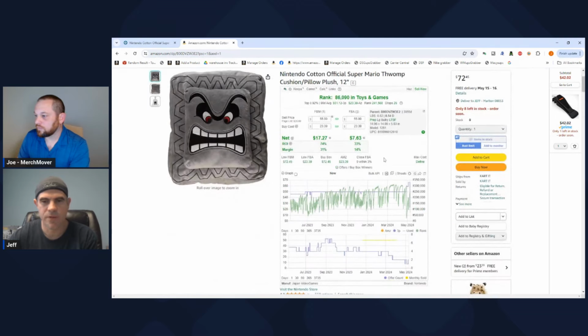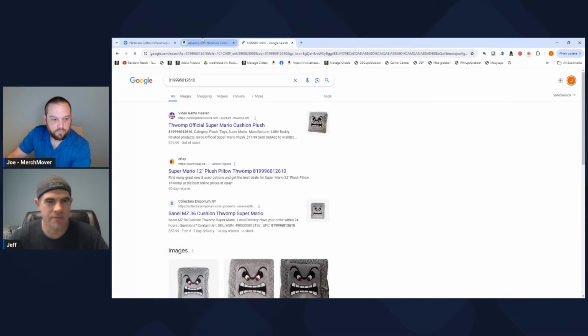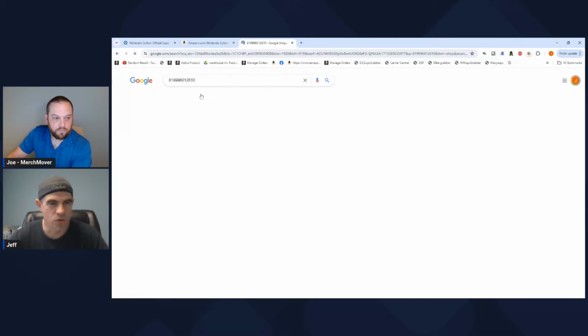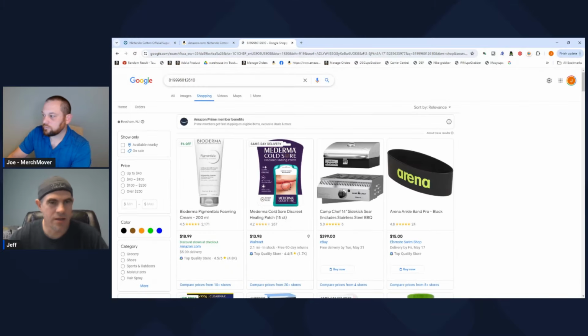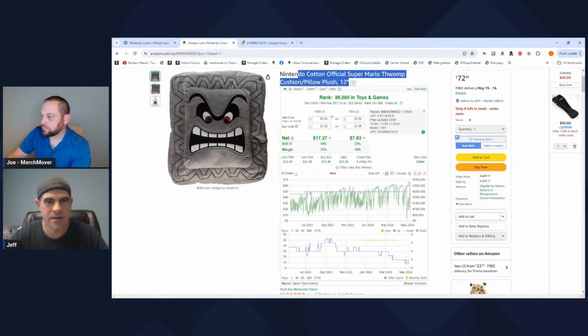I will do, let's see, where is my context menu search? Where are you? Let's see. I can throw this up here and just, I'm not expecting to find anything, but I can do a quick Google shopping look, nothing for the UPC.